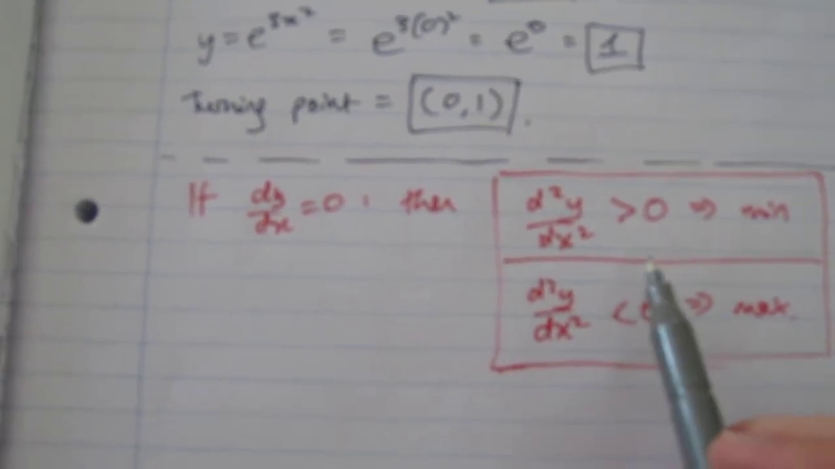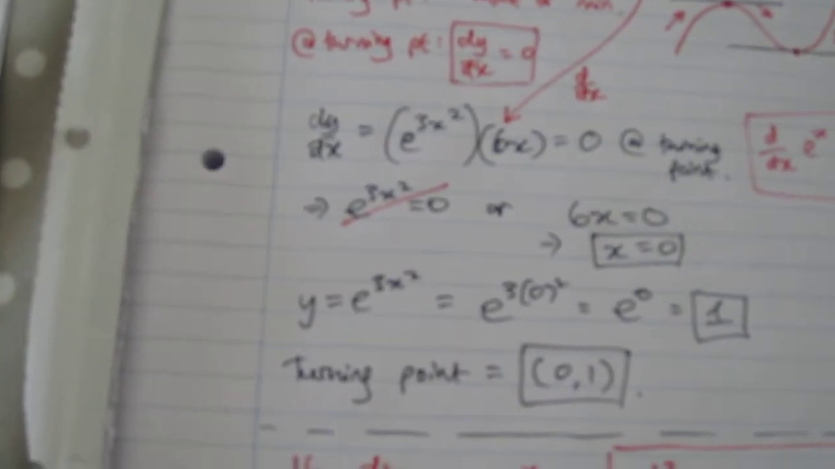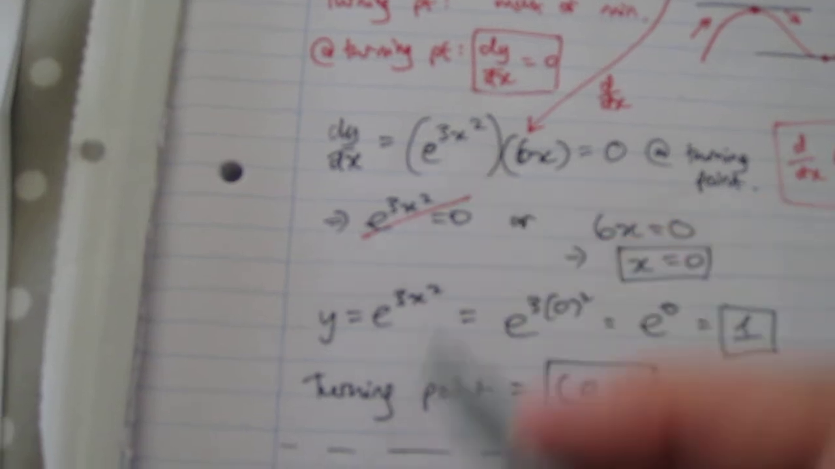So what we need to do here is find the second derivative. Just to remind ourselves, we're going to write down again what dy/dx is. Looking back up here, we'll copy it from here. So it's e to the power 3x squared times 6x. That's dy/dx.